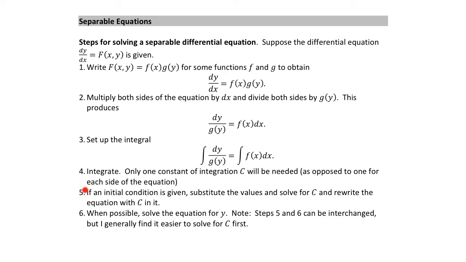Sometimes an initial condition is given. What is y of 5, for example? If we know that, then we can substitute that in and figure out what c is equal to. Most of the time, we like to solve our equation for y. It doesn't really matter when we solve for c. I typically like to solve for c before solving for y.